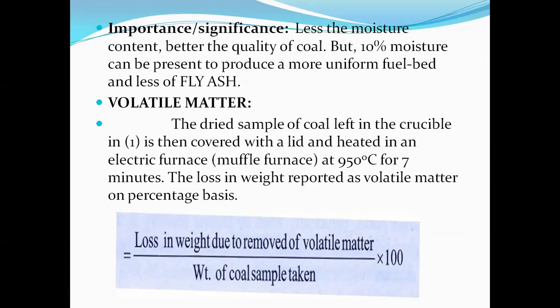So, here we are taking the coal sample containing 10% of moisture, and it should be reduced. The moisture content should be reduced. An ideal coal sample contains a lower percentage of moisture. Number 2, I will tell you what is known as the volatile matter.